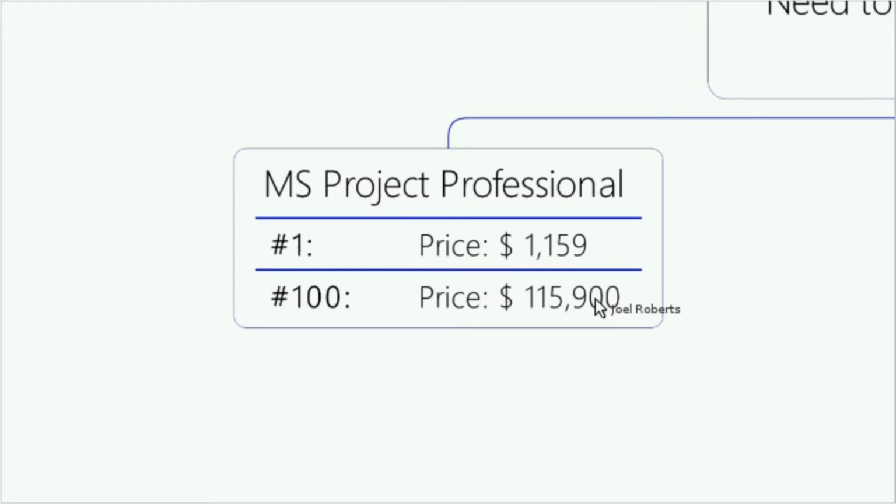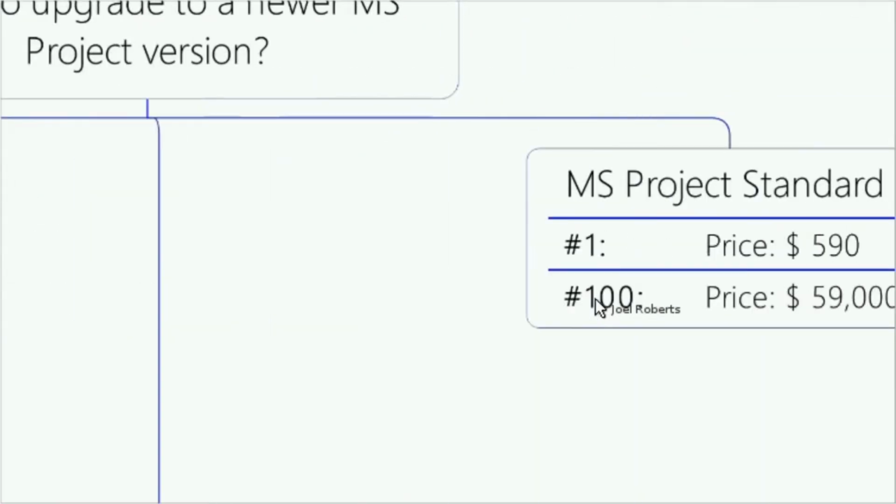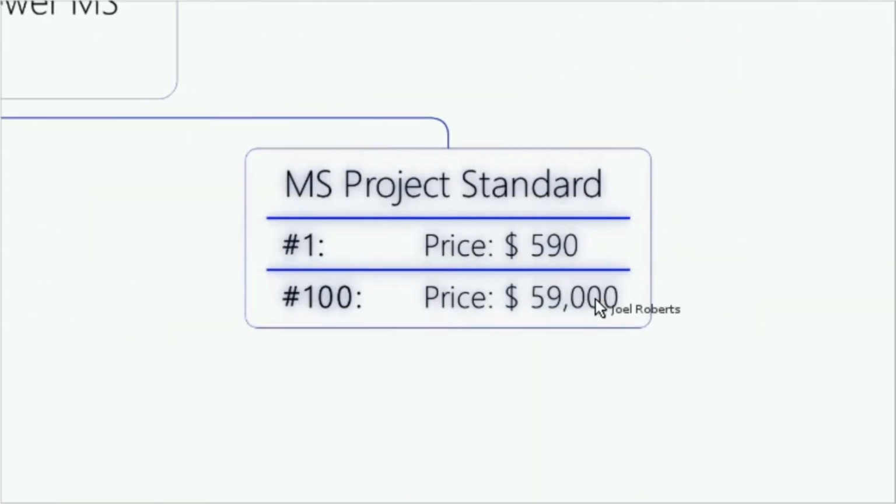115,900 US to cover the whole team, or actually all of those 100 users. The next option that you can choose is the Microsoft Project Standard license. That one costs 590 US. So if you would like to license those 100 users, that will cost you 59,000 US.